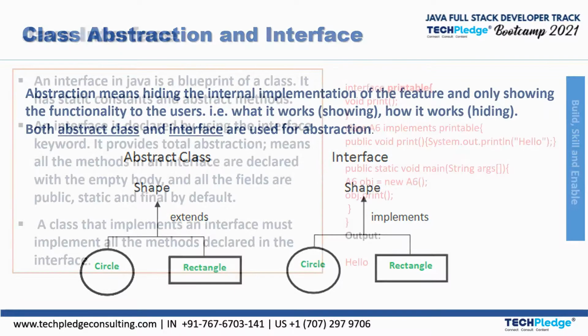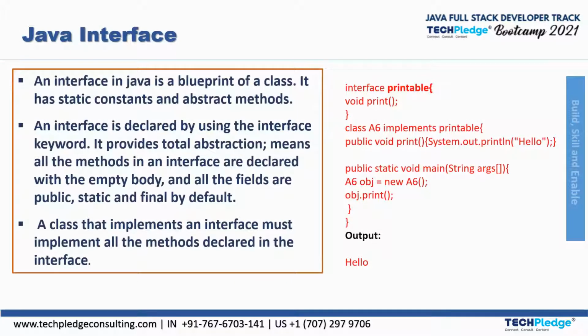Next is Java interface. So what is a Java interface? It is again a blueprint of a class. It has static constants and abstract methods. While writing the code, we have to make sure of certain things. The first thing is that we use the keyword implements. Here you can see in the code where it is written implements. Without using this implements keyword, your interface will not work. That is one of the factors.